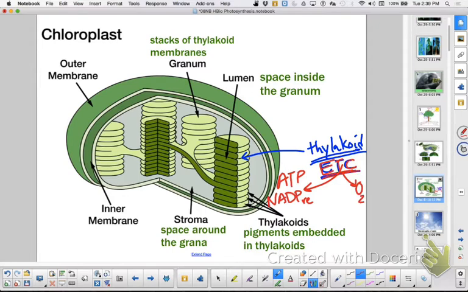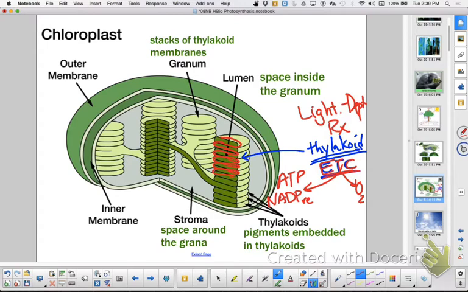These electron transport chains, okay? This is the photo part of photosynthesis. Another name for it is the light-dependent reaction. Yes? You all right? Okay, all of that occurs along these membranes right here.